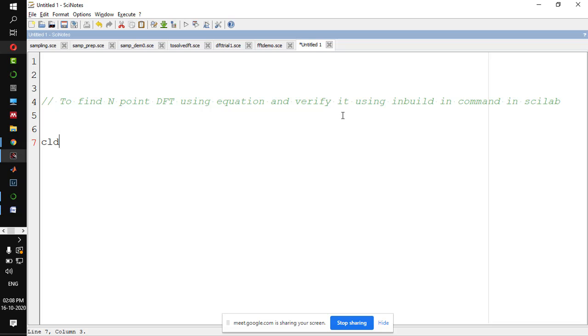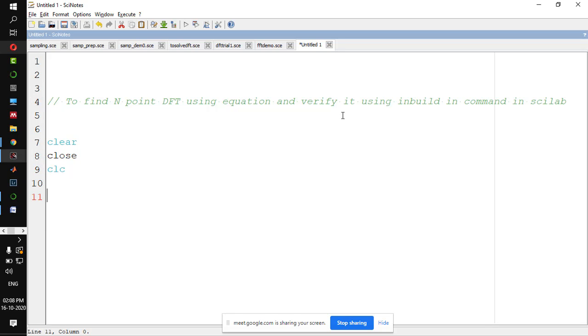Yes, clear. What this clear does is it will clear the previously stored values in the variables. Close: if at all any figure window is open, it will close. And one more is clc. What does clc do? It will clear the console window. So these 3 lines of code are mandatory in whatever code you are going to write.